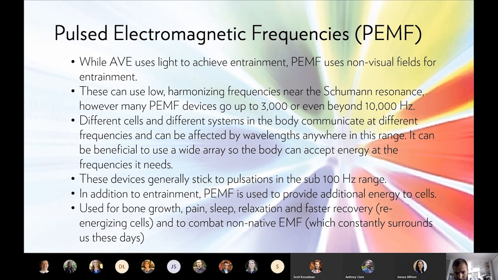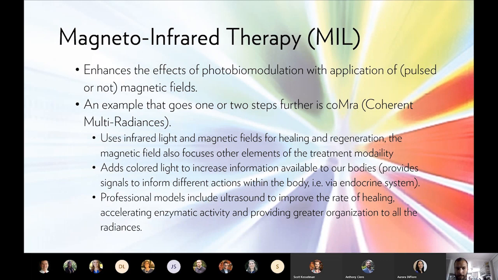also these pulsed electromagnetic frequencies can provide energy to different systems in the body. There's also different cells and systems that use different frequencies in your body, and you can use similar wavelengths to affect and provide more energy to those specific systems. It's used for bone growth, pain, sleep, relaxation, faster recovery, and also to combat non-native EMFs, which are all around us all the time, from our computers, Wi-Fi, cell phones, smart home devices. We constantly have this NN EMF pollution.